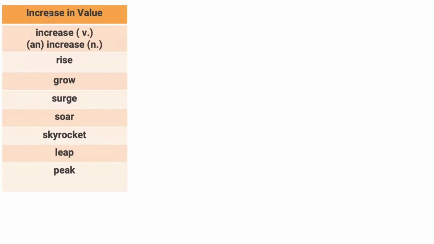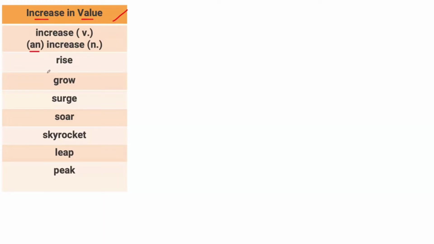Now, first, we're going to focus on how to talk about an increase in value. We're going to look at some examples, but basically, an increase in value can be represented by an upward movement of a line or an upward trend in your bar charts, for example. So we see increase as a verb and then increase as a noun. If you're going to use it as a noun, remember to use your article an.